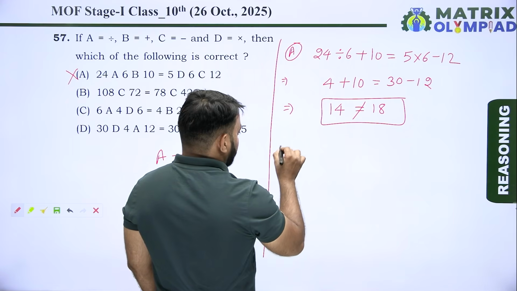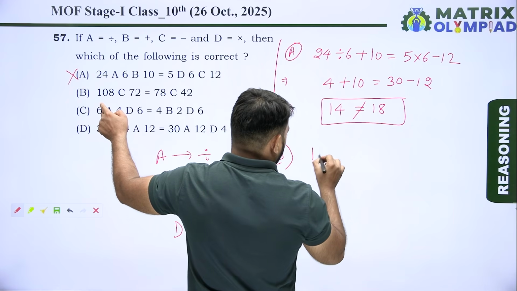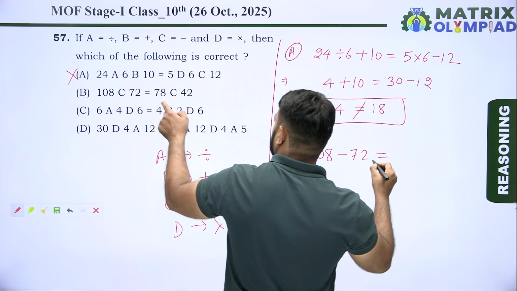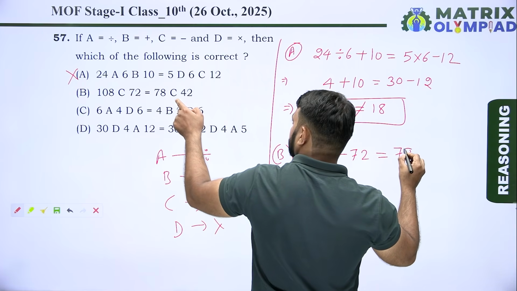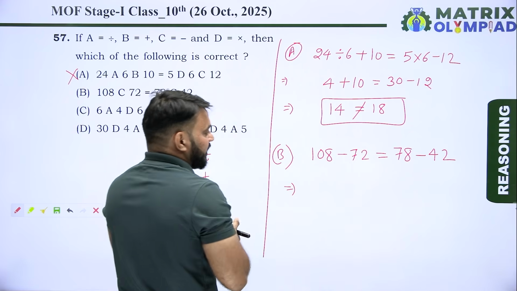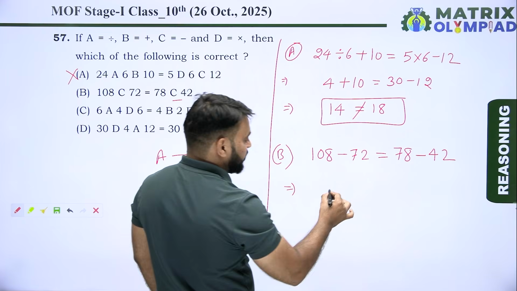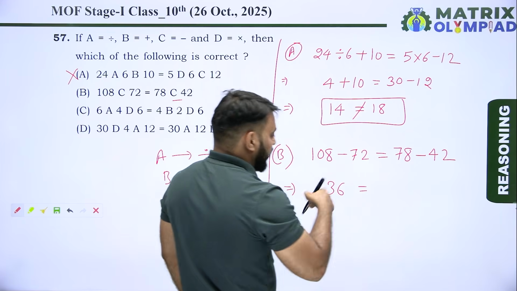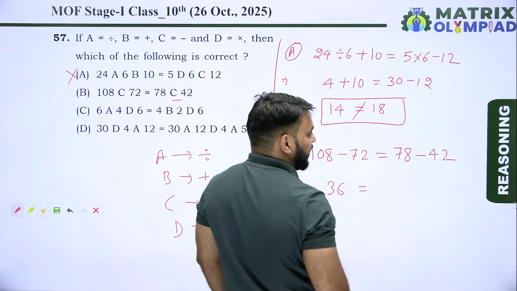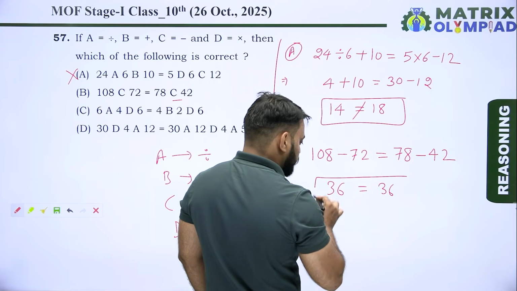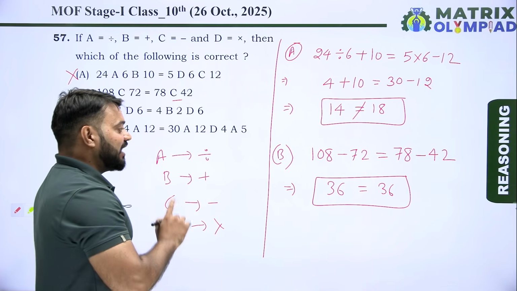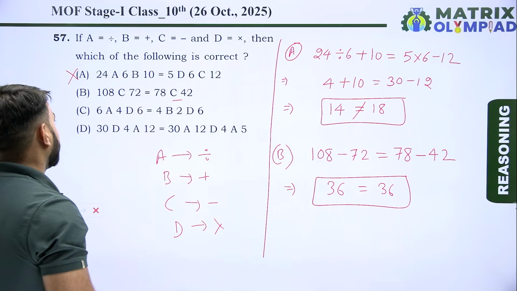Now taking option B. So according to option B, 108 C means minus 72 is equals to 78 C means minus 42. दोनों ही साइड को सोल्व करेंगे. सो 108 माइनस 72 इट मीन्स 36. सो LHS साइड की वैल्यू 36 आई है और RHS साइड की वैल्यू चेक करेंगे. 78 माइनस 42 इट मीन्स ऑल्सो 36. सो हेयर LHS इज इक्वल्स टू RHS. सो ऑप्शन बी के अंदर LHS साइड और RHS साइड दोनों ही तरफ की वैल्यू सेम है.